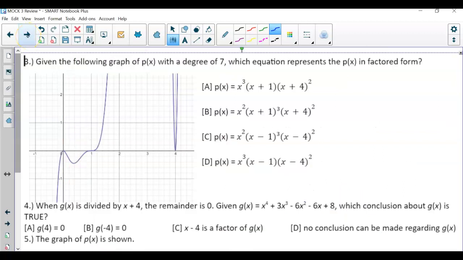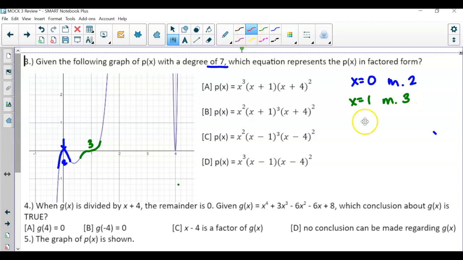So question number 3, you're given a polynomial here that has a degree of 7. Which equation will represent it in factored form? Well, I notice here that I've got x at 0. So I have x is equal to 0 with a multiplicity of, well, notice how that is a bounce. So the multiplicity is 2. Then I have another x at 1. So x is equal to 1 with a multiplicity. Well, notice how this is sliding through 1, so a multiplicity of 3.